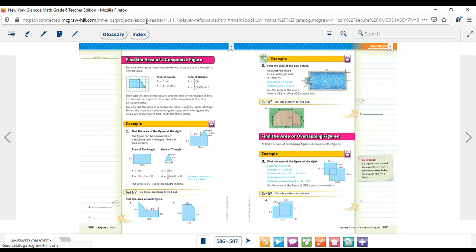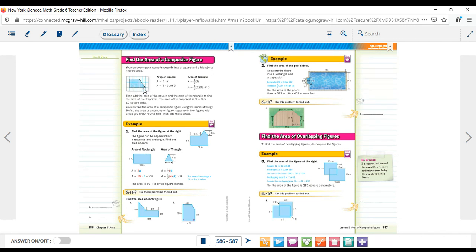And it says find the area of a composite figure. You can decompose some trapezoids into a square and a triangle to find the area. So here we have a square, and we have a right triangle again. They combine them to form a composite figure. What you would do is you would first find the area of the square, which is just length times width. It's 3 boxes by 3 boxes, so the area is 9.